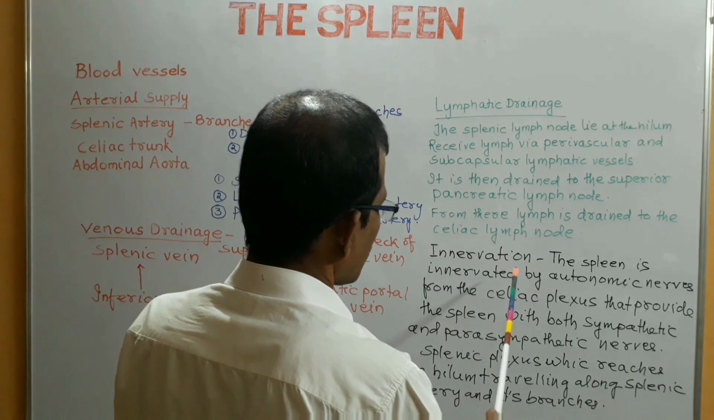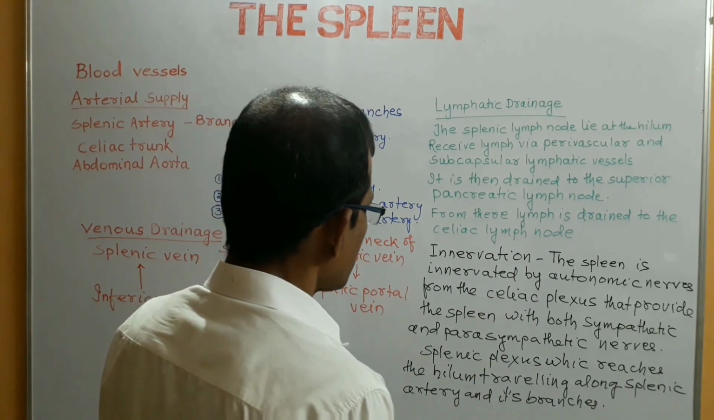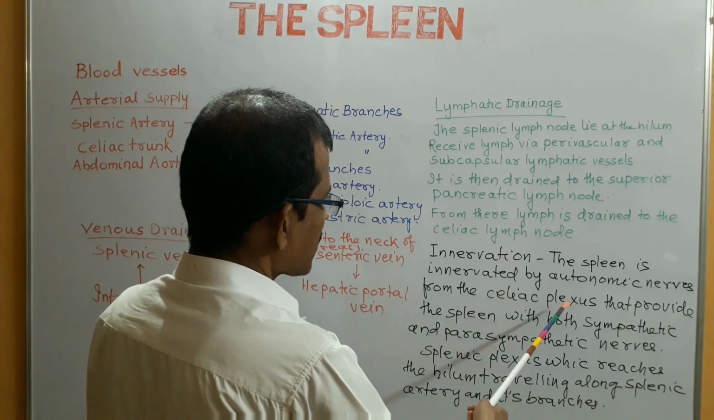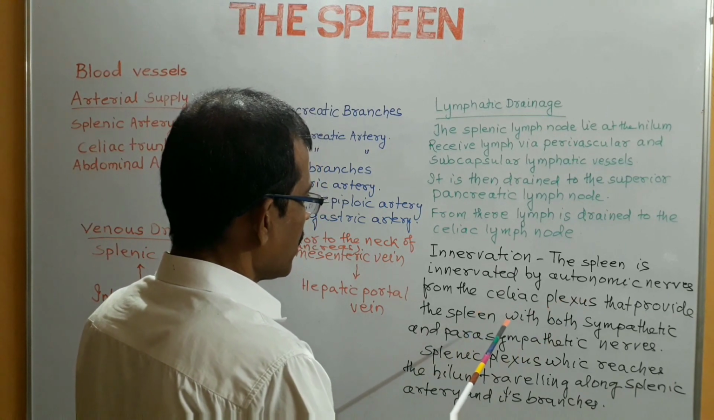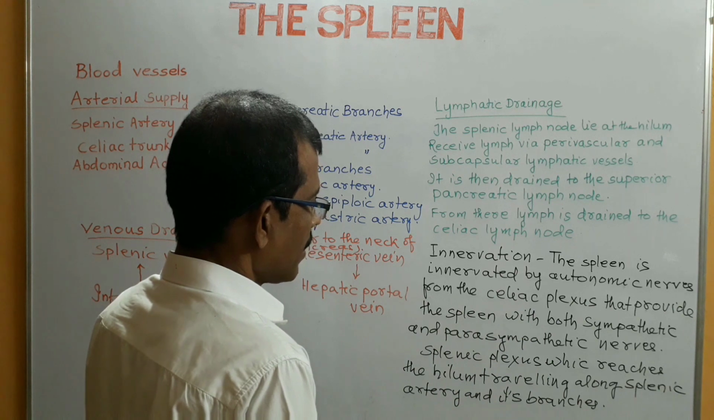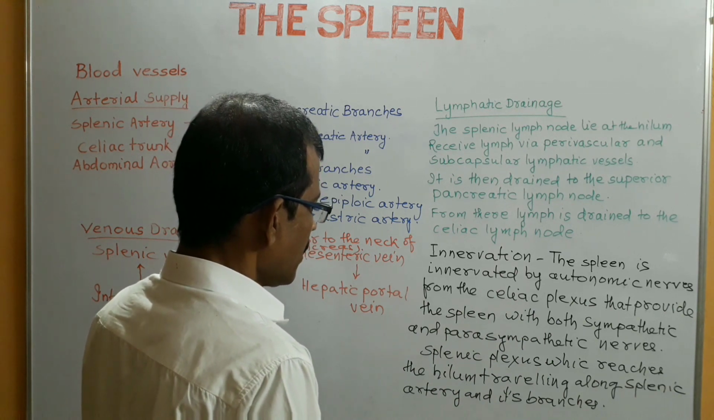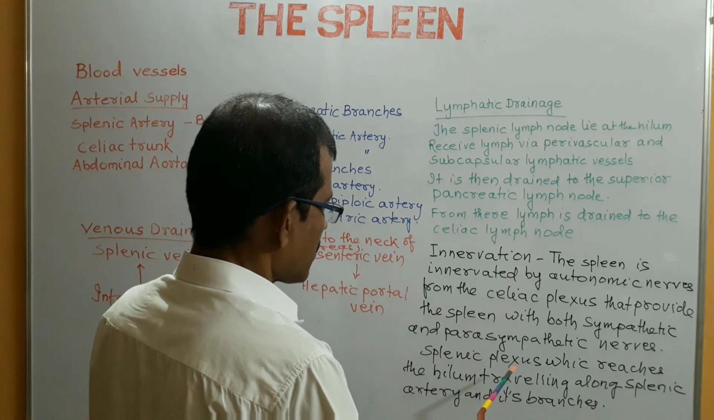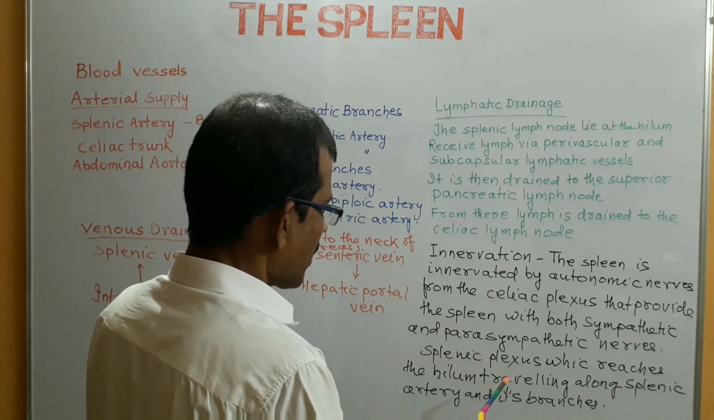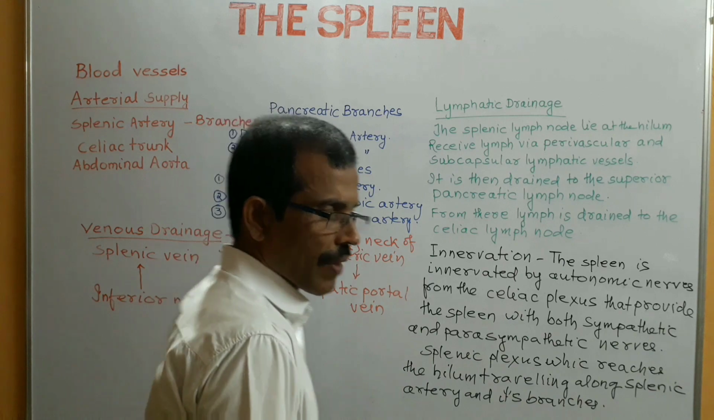Next, innervation. The spleen is innervated by autonomic nerves from the celiac plexus. The celiac plexus provides the spleen with both sympathetic and parasympathetic nerves, and these sympathetic and parasympathetic nerves constitute splenic plexus, which reaches the hilum and travels along the splenic artery and its branches.